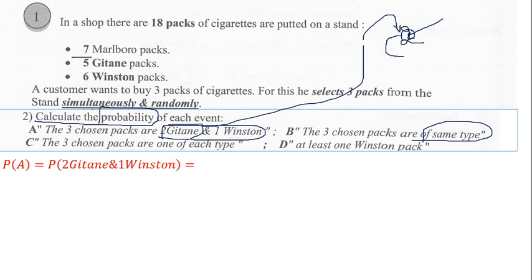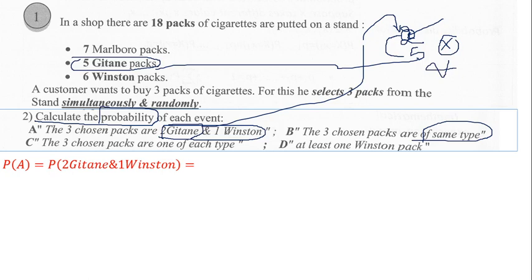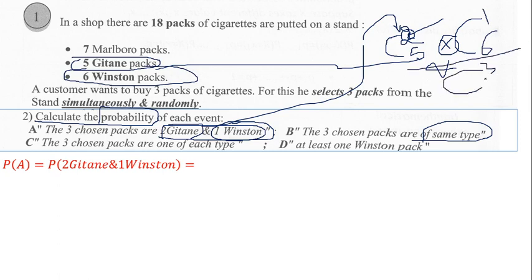How many G10 do I have? 5. So of these 5 G10 I need 2, and times, I need 1 Winston, so the desired of Winston is 1, so again I will write here 1. And how many Winston do I have? 6. So I need 1 out of 6, over the total. The total we talked about before, we said it is 3 out of 18. So that's it. As you will see now, we have 2, 5, 1, 6.